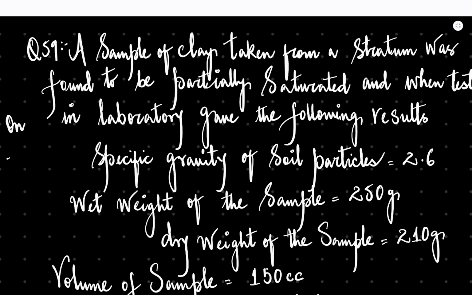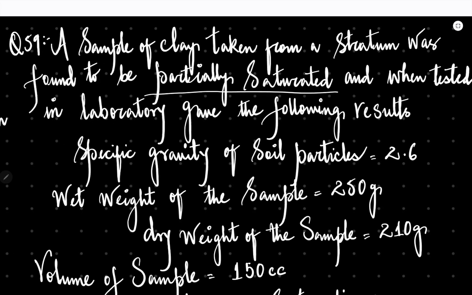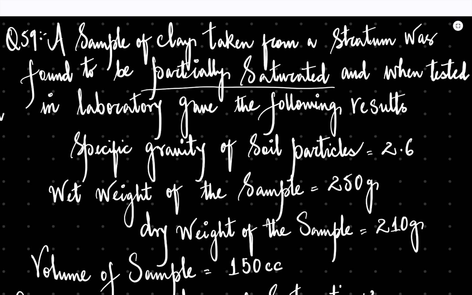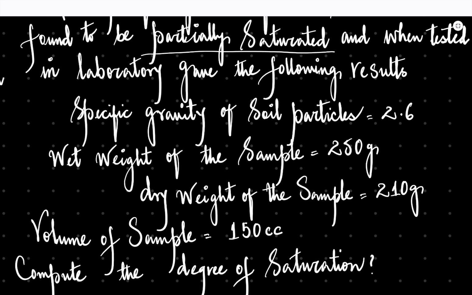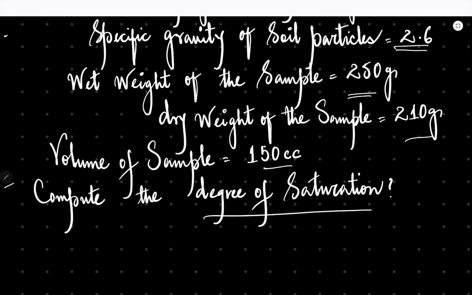So let's get started. Question is, a sample of clay taken from a stratum was found to be partially saturated, and when tested in laboratory gave the following results. Specific gravity of soil particles is 2.60. Wet weight of the sample is 250 grams. Dry weight of the sample is 210 grams. Volume of sample is 150 cc. We have to compute the degree of saturation.